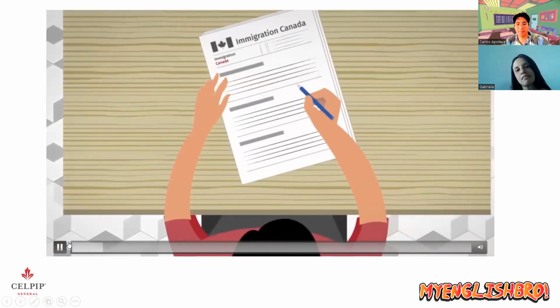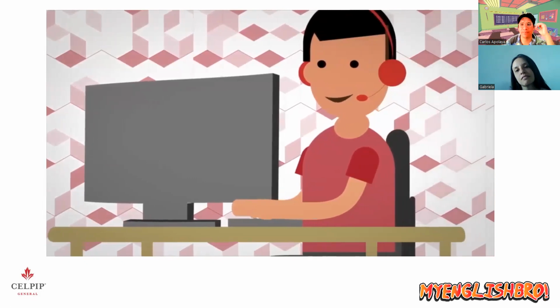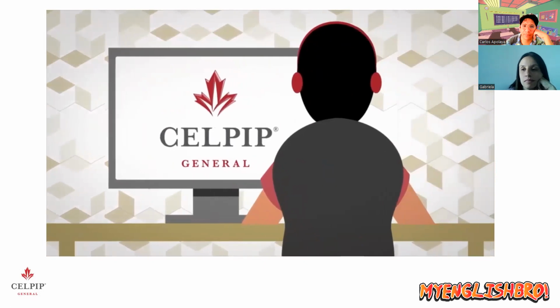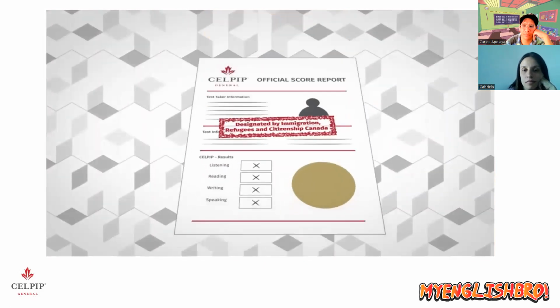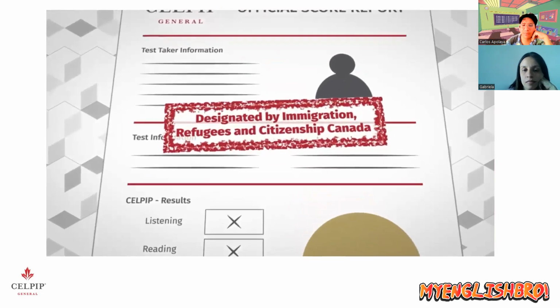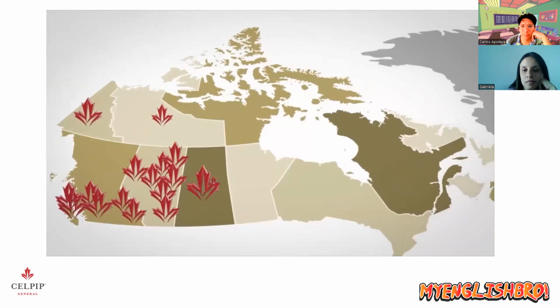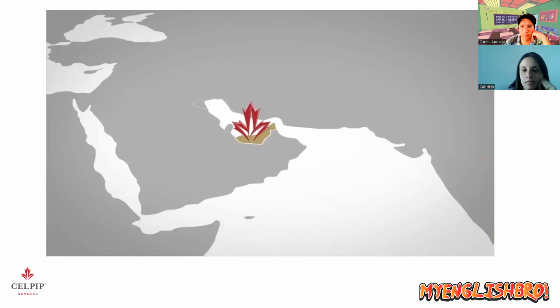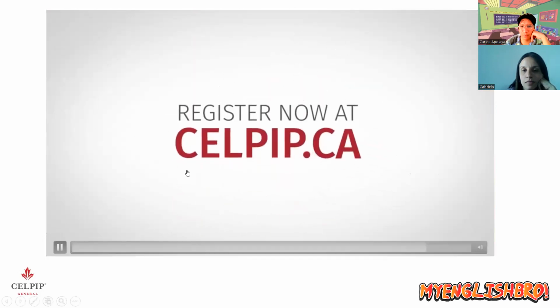Are you applying to immigrate to Canada? Prove your language proficiency with Canada's leading English language test, the CELPIP General Test. It is the only Canadian test for permanent resident status that is officially designated by Immigration, Refugees, and Citizenship Canada. Test sittings are available in Canada and now also in the United Arab Emirates. Register now at celpip.ca.